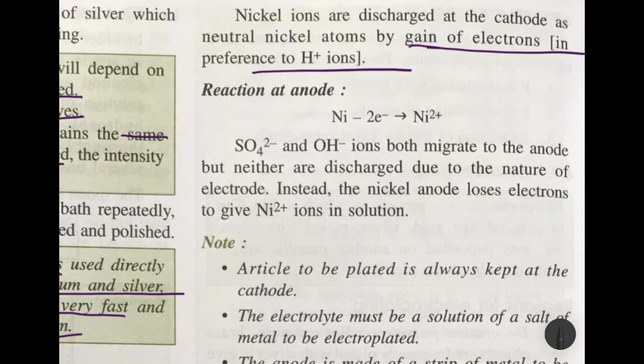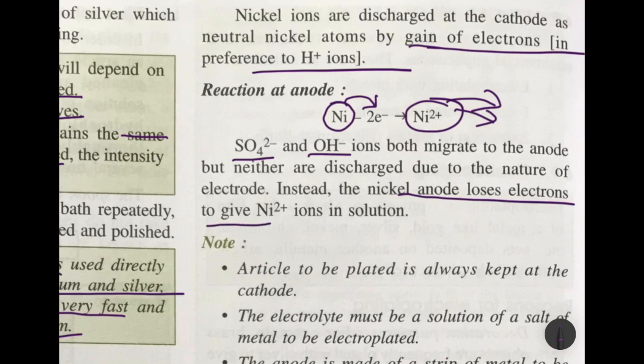Okay, now at the anode, what happens? The nickel metal will lose 2 electrons and turn into nickel ions, which is continuously given into the electrolyte. Sulfate and hydroxyl ions will migrate towards the anode, but they are not discharged. Why? Because the electrode is active. So the nickel anode loses electrons to give nickel ions in solution.